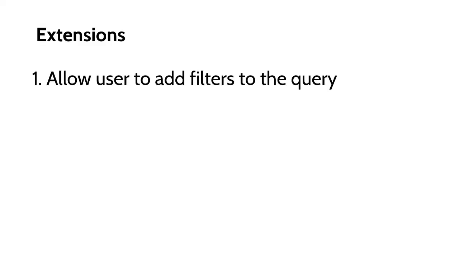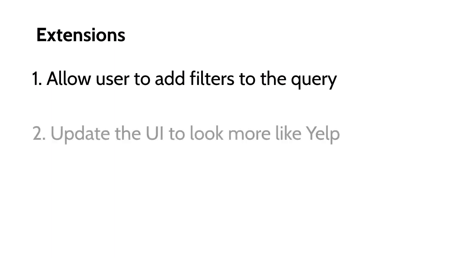So as usual, there's a ton of really cool extensions that you could do once you've built out this base application. For example, you could allow the user to add filters to the query to the endpoint that we have currently. For example, you could only want restaurants that are open now, or only restaurants of a certain category. And second, you could update the UI to look more like Yelp. As we talked about, Yelp has branding requirements. So for example, the rating bar, you can't use the stock Android rating bar. You have to use the assets that come from Yelp. And those are all included in the documentation.